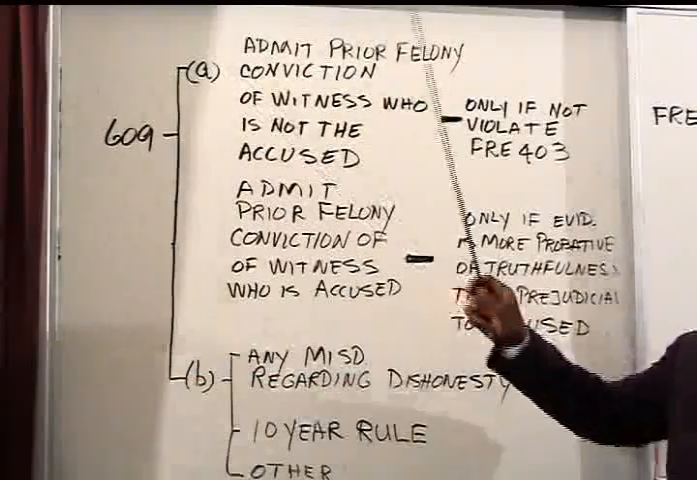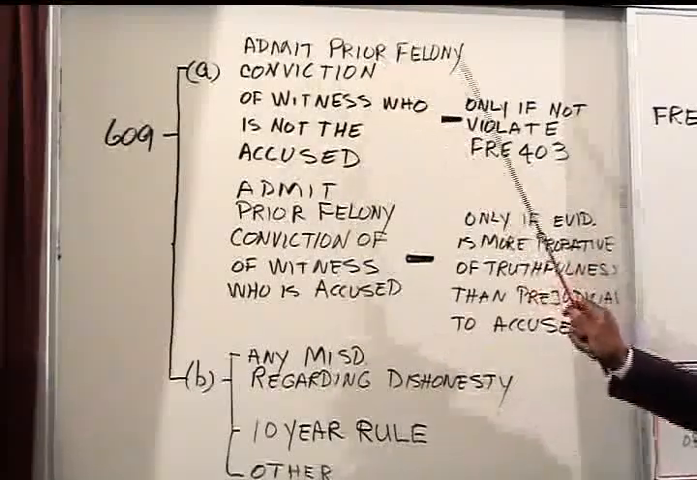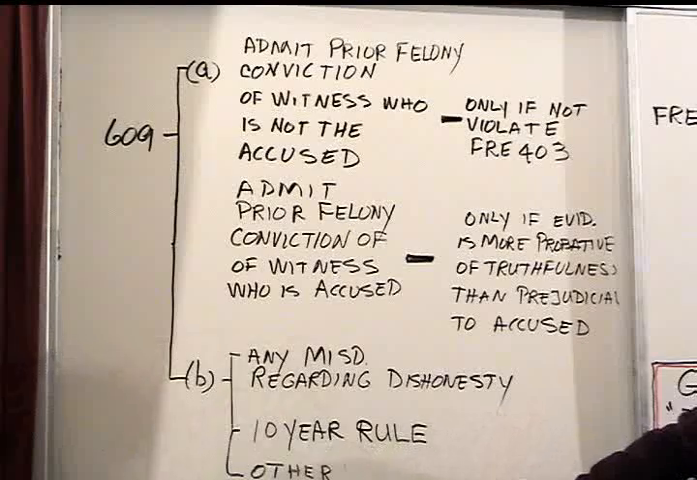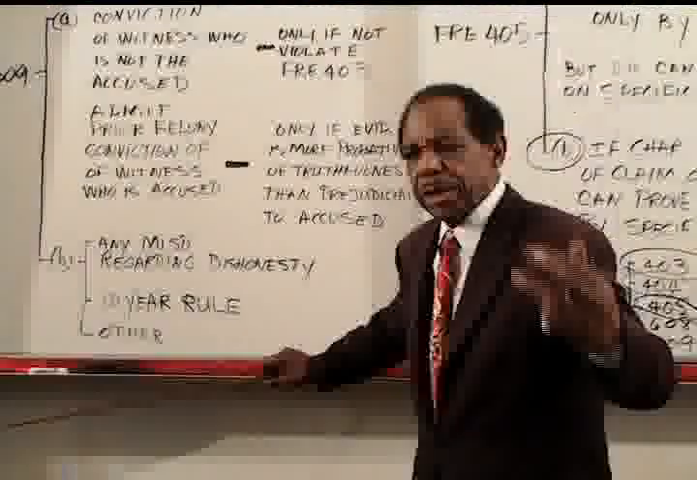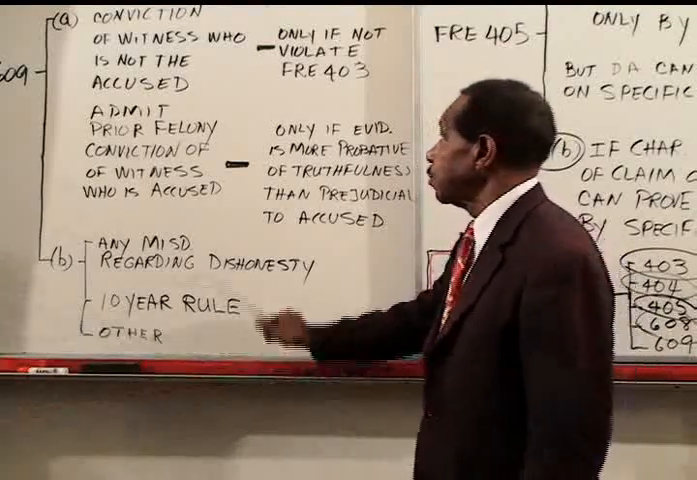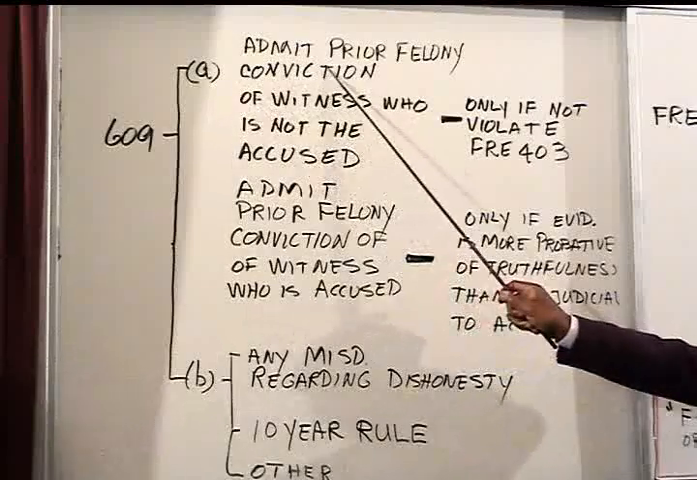609A says, here's the deal. You can admit prior felonies. Now, a felony is a crime for which the punishment is 1 year in jail or more, or death. So 609A says you've got a witness on the stand now.